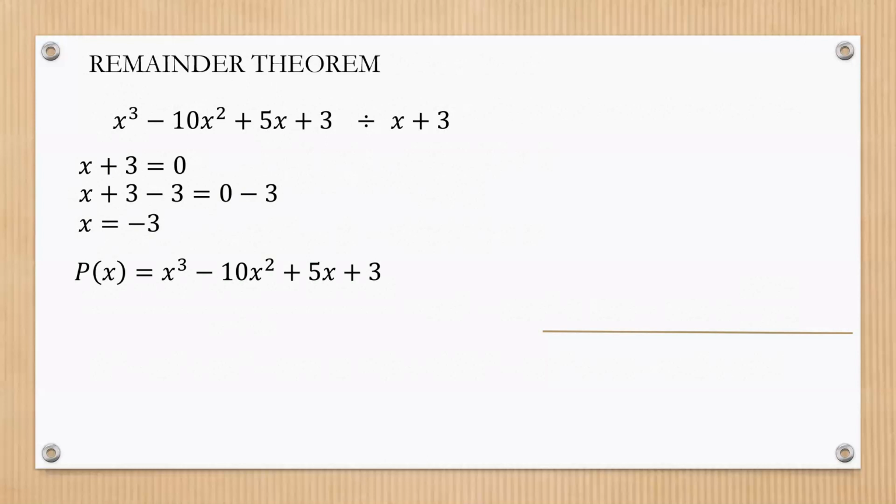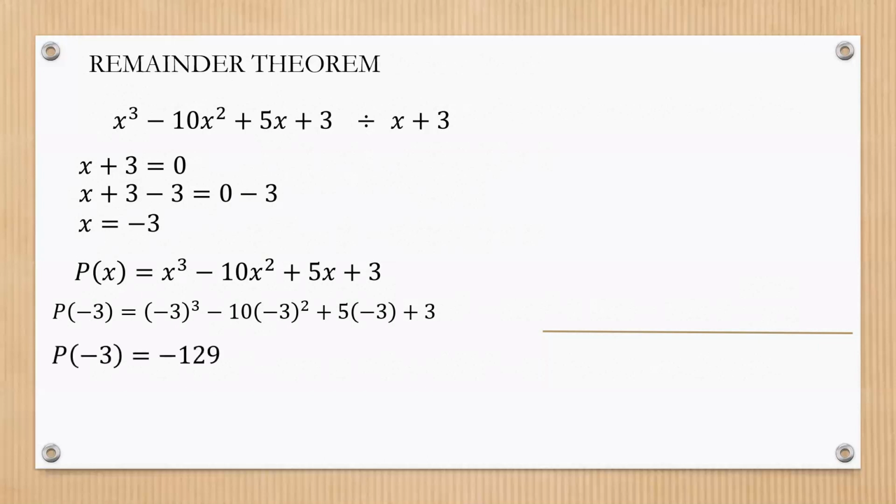Okay, so since x is equal to negative 3, so yung p of x natin is equal to x cubed minus 10x squared plus 5x plus 3. So by means of substitution, since x is equal to negative 3, magiging p of negative 3. Notice that negative 3 raised to the power of 3 and then minus 10, negative 3 raised to the power of 2 plus 5, negative 3 plus 3. So therefore, this is negative 129. So that is a remainder. Okay, yan yung remainder theorem.